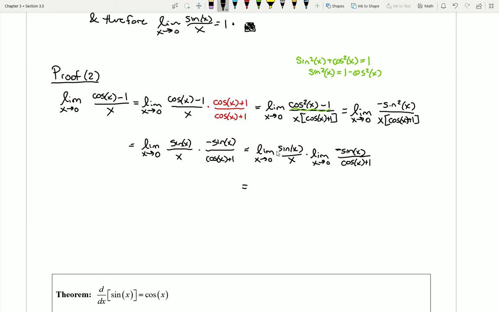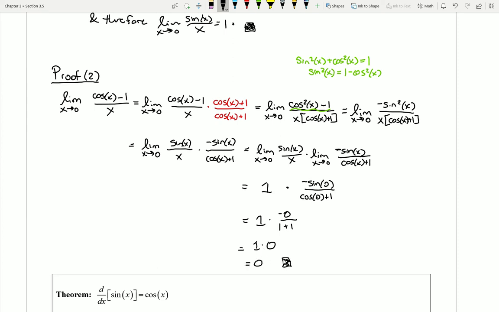Now, fortunately, what I have here is the limit that we had established in the last part. So I know that this first portion here is just 1. Now, over on this side, I can actually just do a direct substitution because I have a nice continuous function. So I'm going to get sine of 0 over cosine of 0 plus 1. So this is just going to be 1 times 0 over 1 plus 1. And so ultimately, this is just going to be 1 times 0, which is 0.